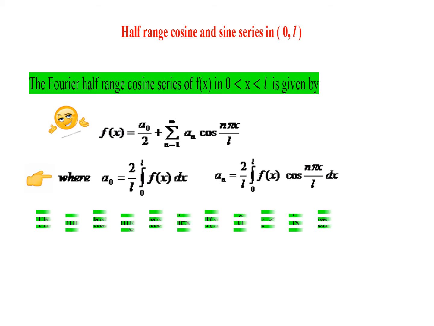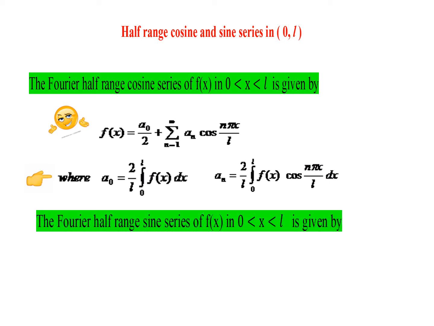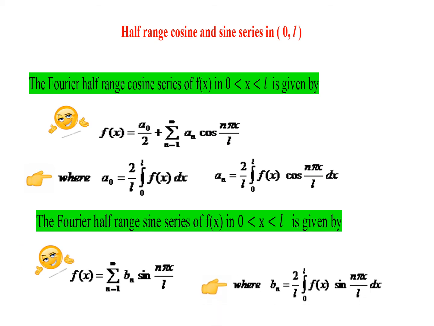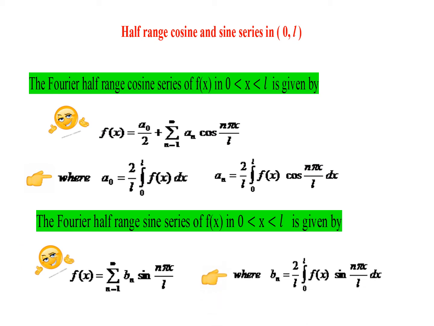So remember, whenever the interval becomes 0, L, instead of cos nx, we have here cos n pi x by L. And next is a Fourier sine series of the function in the same interval, given by f of x equal to sigma bn sin n pi x by L. Similarly, bn will be 2 by L integral 0 to L f of x, and instead of cosine, now we will have sin n pi x by L dx.